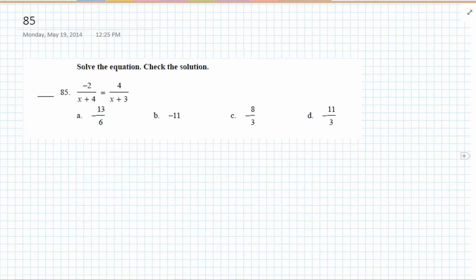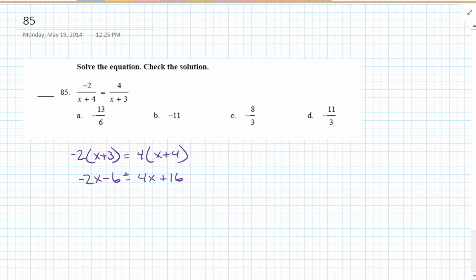85. Solve the equation. Okay, we're just going to cross multiply. 2 times x plus 3 equals 4 times x plus 4. So negative 2x minus 6 equals 4x plus 16. Okay, we're going to add 2x to each side. So I'm going to get negative 6 equals 6x plus 16, minus 16 to each side. So I'm going to get negative 22 equals 6x.